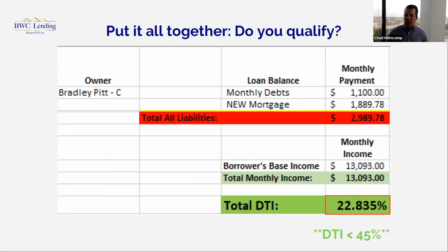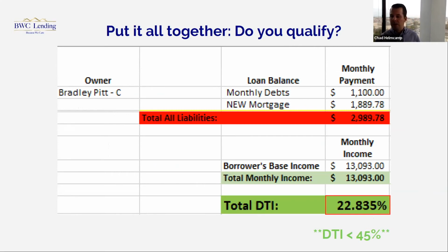We'll show you how our debt to income ratio is calculated. I'm assuming he has other debts of about $1,100 a month. His mortgage, again, at $1,889, so the total of all of his liabilities is $2,989. He makes $13,000. His total debt to income ratio is about 22.835%.